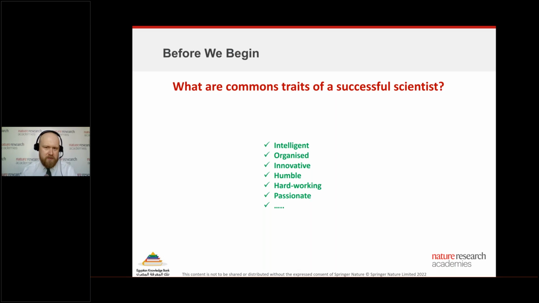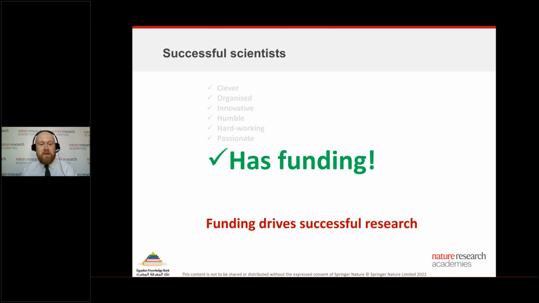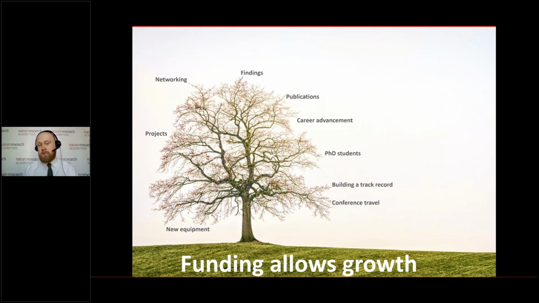But one thing I wanted to highlight to you: these attributes become irrelevant because the most important aspect of a successful scientist is actually that they have funding. The truth is, without funding, a scientist isn't able to allow all of these other amazing attributes to flourish. Funding is really the foundation for success. Funding really drives successful research, and it allows the growth of researchers, but also of research projects.